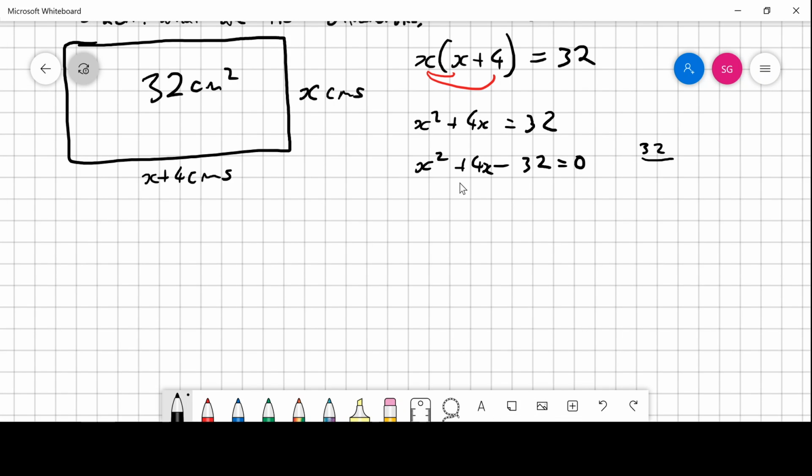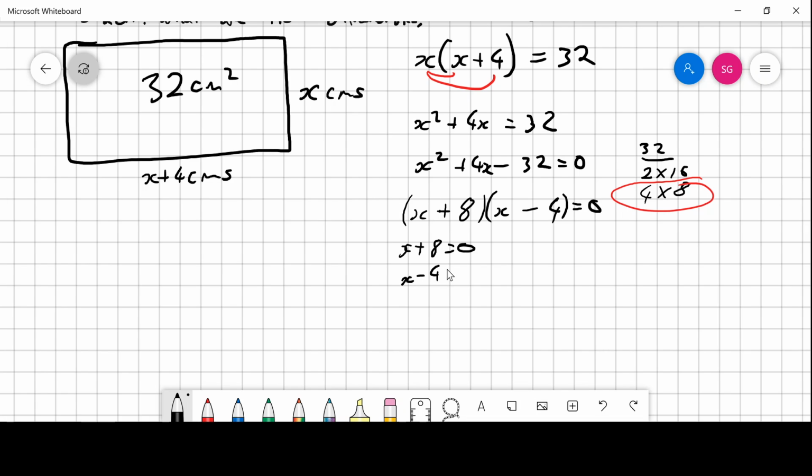Now just looking at 32, we want two factors of 32 that differ by 4. I'm just going to go through this systematically. 2 by 16, nope, that is more of a difference. 4 by 8, okay, there we go. That has a difference of 4. So we can go, okay, x plus 8 and x minus 4 equals 0. It's a positive 4x, so we're going to go plus 8 minus 4. And now again, we're just finding these roots.